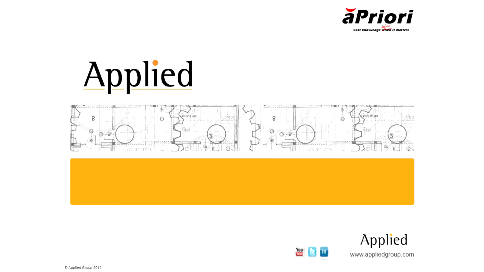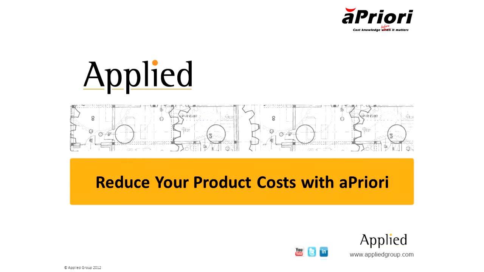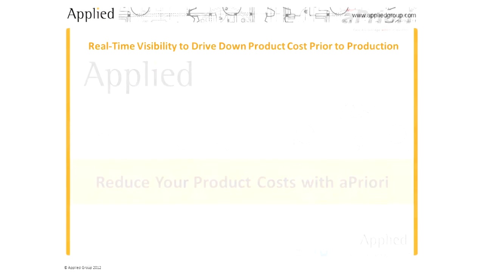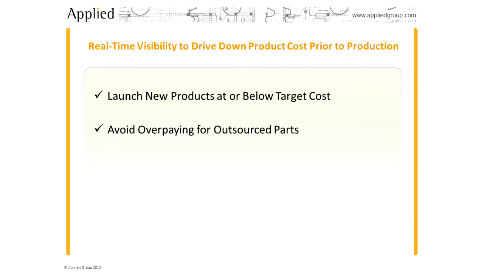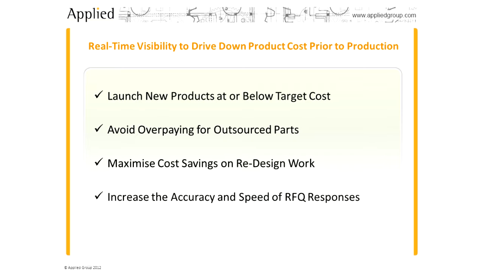This solution overview from Applied Group aims to highlight how aPriori is enabling discrete manufacturers to reduce their product costs. aPriori's real-time cost visibility is saving manufacturers millions by driving out cost from their products prior to production. aPriori enables you to launch new products at or below target cost, avoid overpaying for outsourced parts, maximize cost savings on redesign work, and increase the accuracy and speed of RFQ responses.